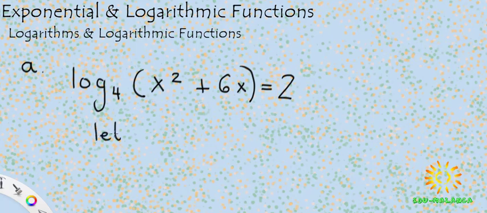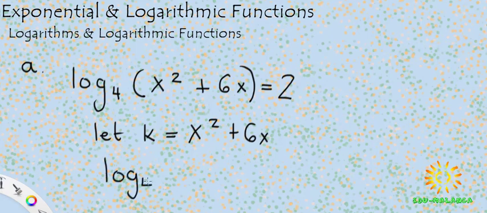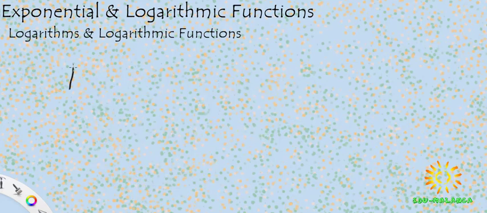I'll say let k equal x squared plus 6x, and so the expression will then be log base 4 of k should equal 2. If I turn this into an exponential function, I'm going to be able to find out what k is. The exponential function for this expression is going to have the same base, so it will be 4 to the power of 2 should equal k. 4 squared is equal to 16, and so k is equal to 16.